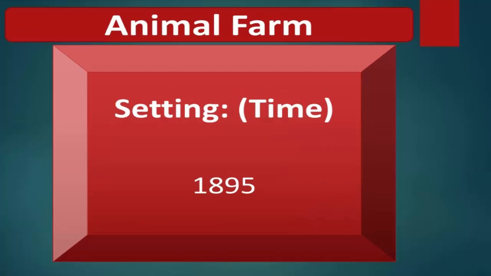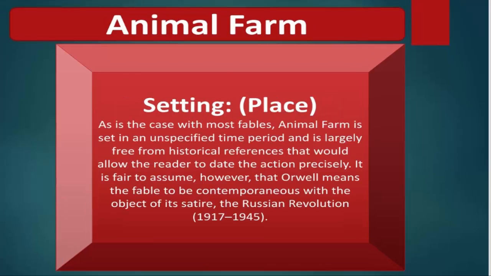Setting by time, it's 1895. Setting by place, as is the case with most fables, there is no particular setting by place. Animal Farm is set in an unspecified time period and is largely free from historical references that would allow the reader to date the action precisely.